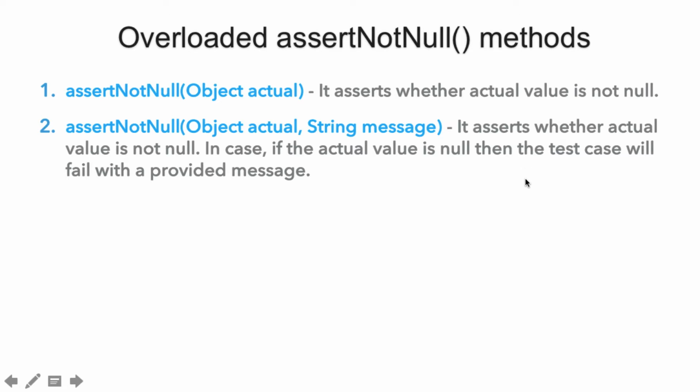The second overloaded method, along with the object, takes in a string parameter. The significance of this string parameter is that this method will assert whether the actual value is not null. And in case the actual value is null, then we know that our test case will fail. So our test case will fail, and whatever string message we provide as the second parameter will get printed whenever our test case fails.